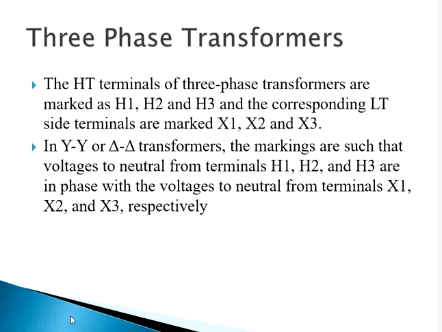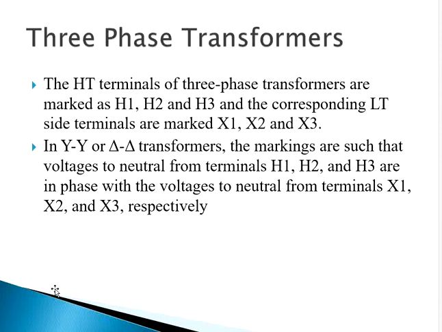Now, if it is a single phase, we have only one phase and neutral. If it is a three phase transformer, how many terminals will be there? There will be three terminals. As per the ANSI standards, the HT side terminals are given as H1, H2, H3, and the corresponding LT side terminals are given as X1, X2, X3.